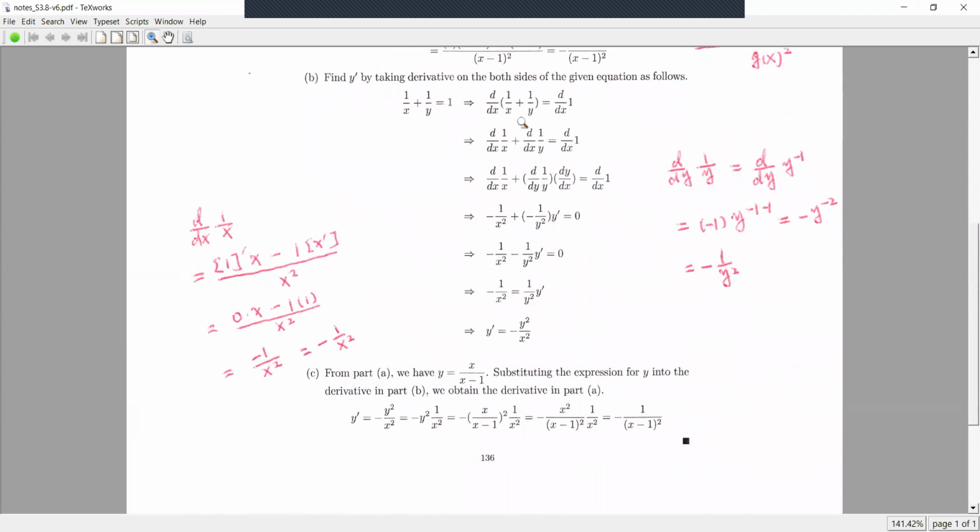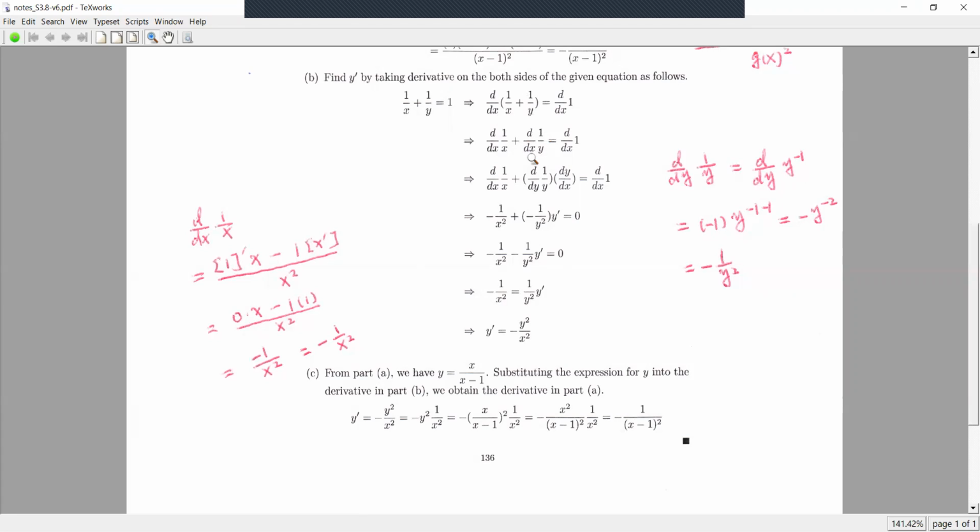The derivative on the left side is a sum of two functions. 1 over x depends on x. It is a function of x. Y depends on x. So 1 over y depends on x. Therefore, 1 over y is a function of x. Now, by the summation formula, this derivative is equal to the sum of these two derivatives.